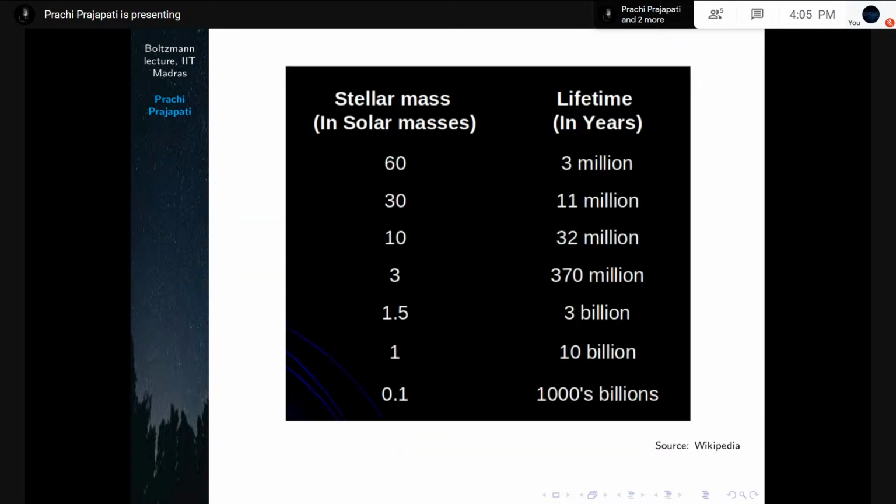But before that, let's have a comparison of what kind of lifetime we expect for stars of different masses. First of all, sun-like stars, which are one solar mass stars, live for a longer period, roughly 10 billion years. But if you go to higher mass stars, about 10 solar masses, the massive stars, they live only for a few million years. So if you compare low mass stars with high mass stars, the lifetime of massive stars is very short.